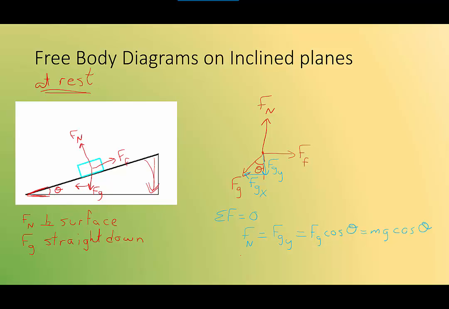Similarly, for the x direction, that means that the force of friction should be equal to the force of gravity in the x direction, which, similarly to the y, is the force of gravity times the sine of theta. So the force of friction should be equal to mg sine theta. This is important because we can then say those two should be equal, these two should be equal, if it's at rest.